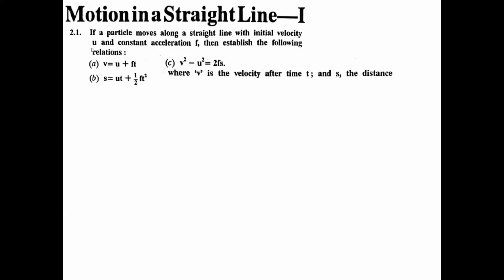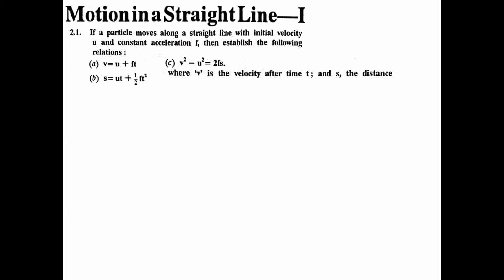So in this lecture we will discuss motion in a straight line, and the article 2.1 says if a particle moves along a straight line with initial velocity u and constant acceleration f. Now this topic which we are discussing is about constant acceleration only, or you can say uniform acceleration.